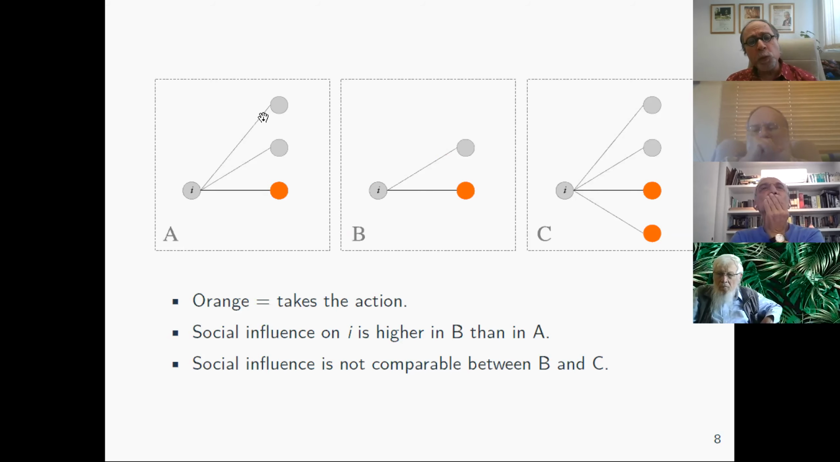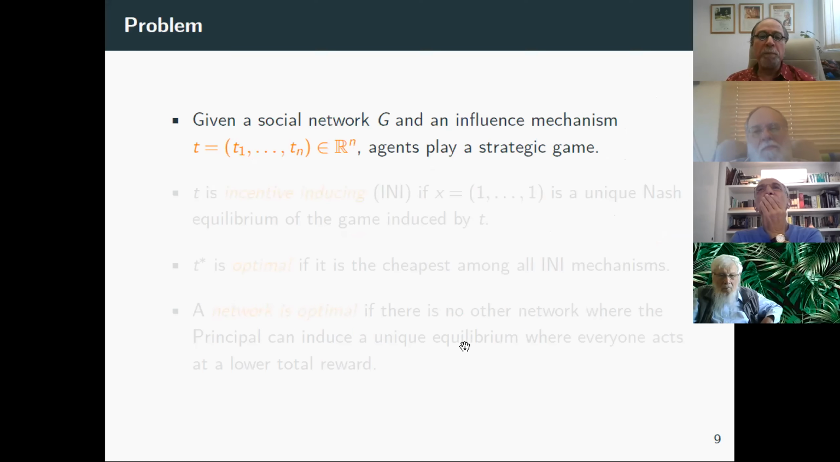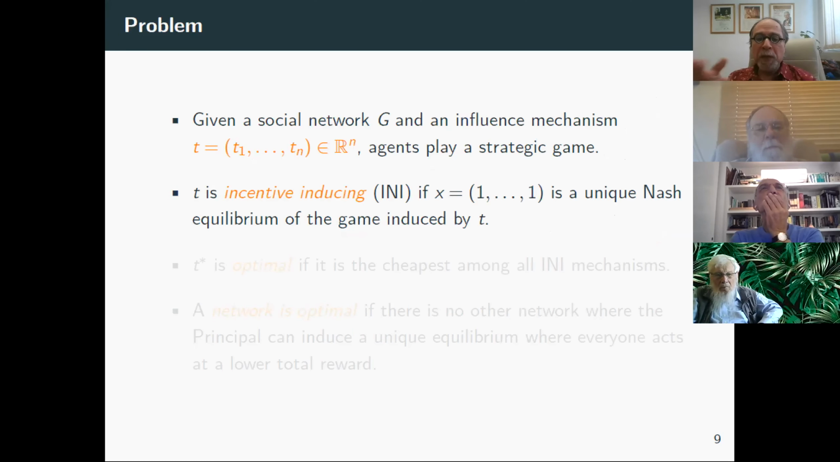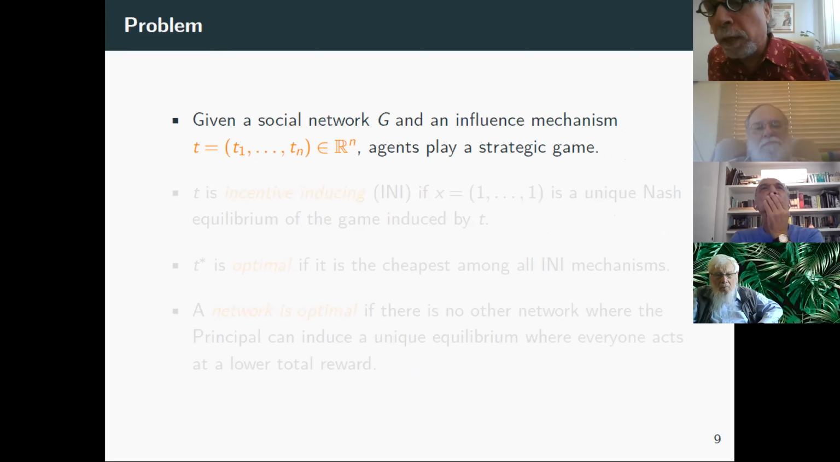So this is a case where I have 3 friends and only one takes the action. This is a case where I have 2 friends and only one takes the action. So the influence of this guy in B is going to be greater than the influence of the guy in A, because there are 2 people here who don't take the action. However, I'm not saying anything about the comparison of B and C. These are examples, and I'm going to come in a minute to the special cases that Sergio mentioned. There's more than one, but let me first describe the game.